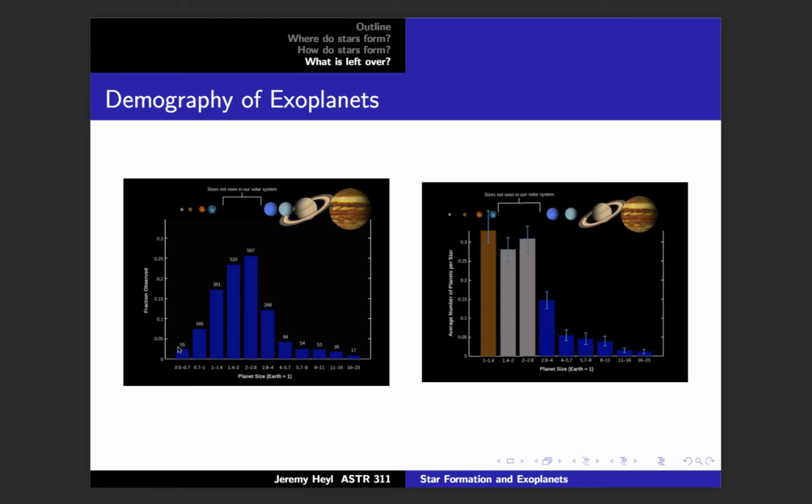In our solar system, we don't have planets in this size range, right? So it's between Earth and Neptune. And then as we go to larger planets, we don't see so many.